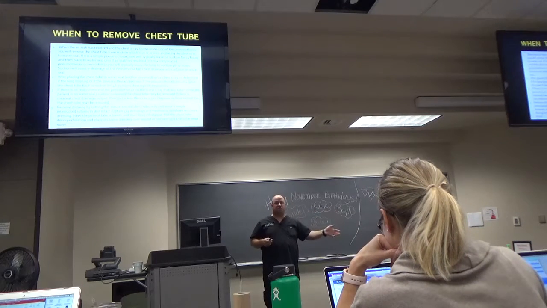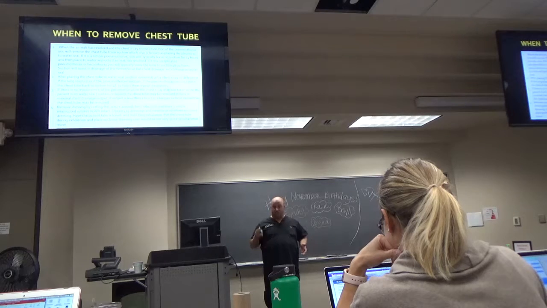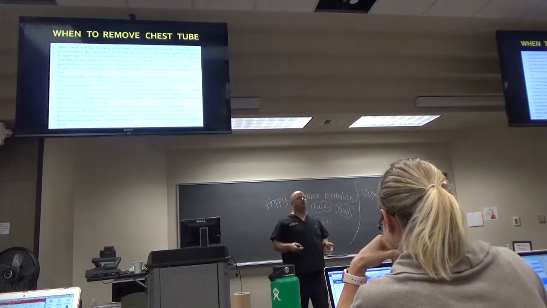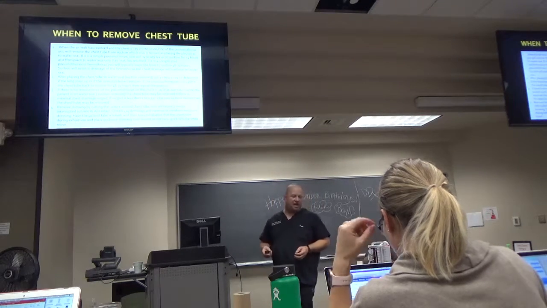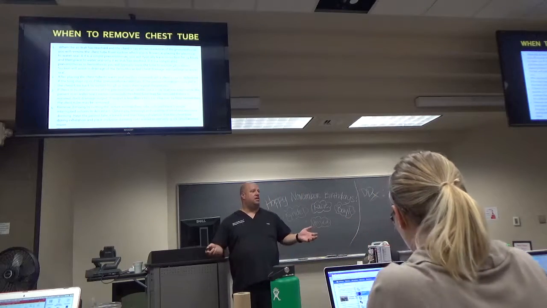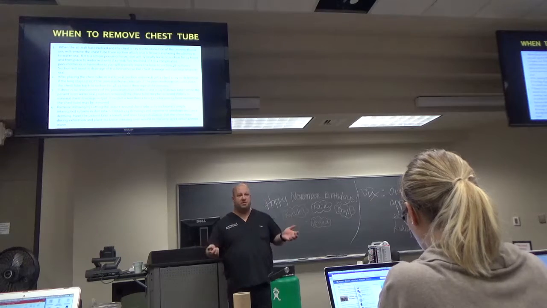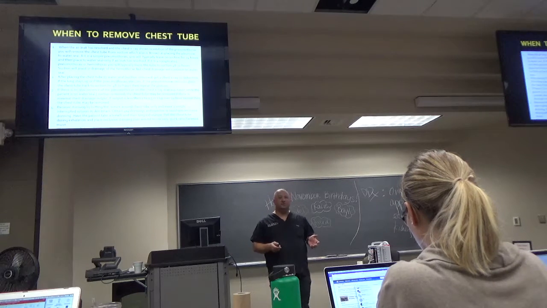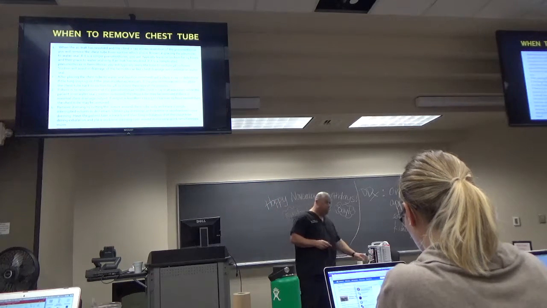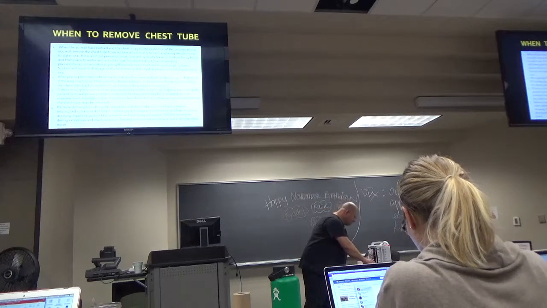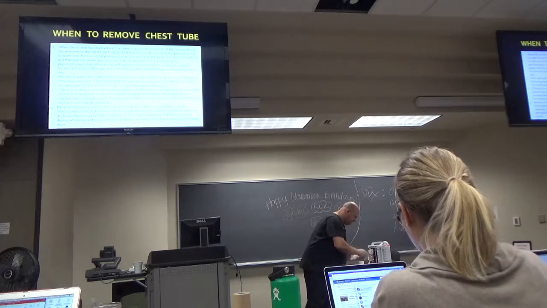The last thing you want to do is pull the tube if they're putting out 200 or 300 a day, because they're going to reaccumulate the hemothorax. Okay? So after they've met all those requirements, their output is minimal, and the lung stays up on chest X-ray after coming off suction, we're going to pull the tube. So what we do when we pull the tube is we take the dressing down, okay?